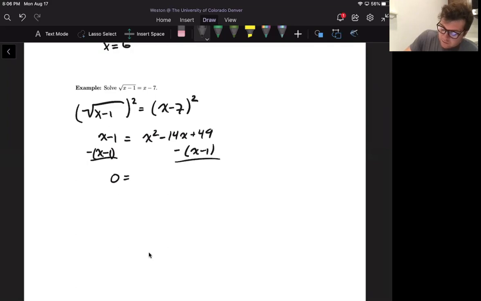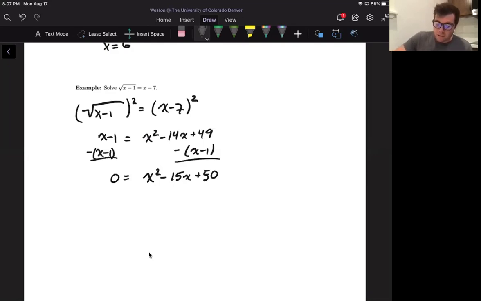Then we're going to get that 0 equals x squared minus 15x plus 48. I'm sorry, that's going to be plus 50. So we want to be careful when we have 2 minus signs turn into a positive. And then we can use any of our techniques to solve this quadratic since it's set equal to 0.